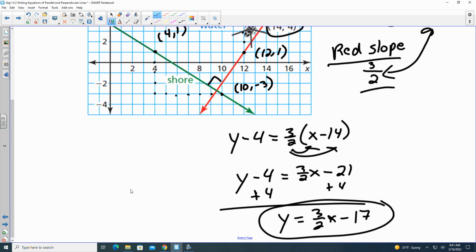And that is being able to write equations of parallel and perpendicular lines. Hope this helps. Till next time.